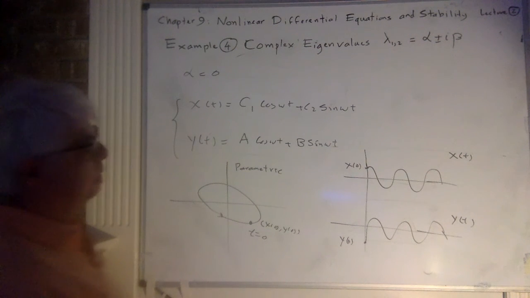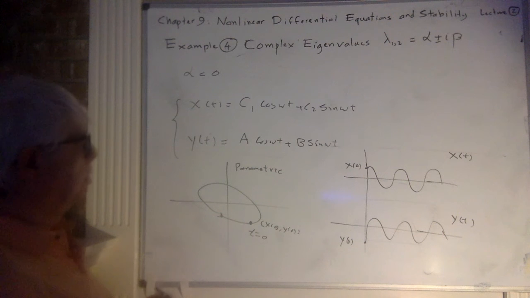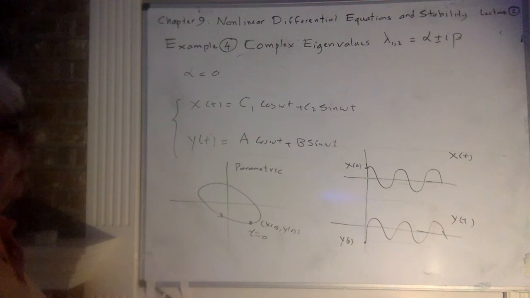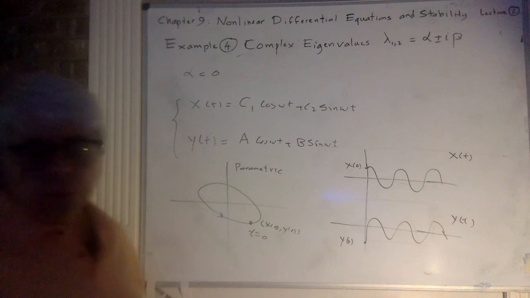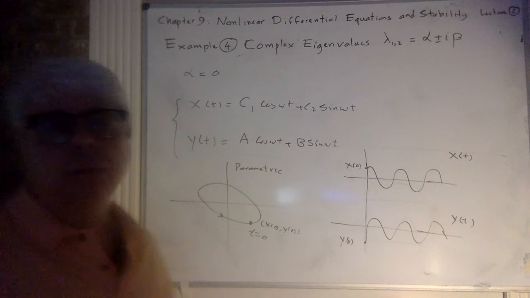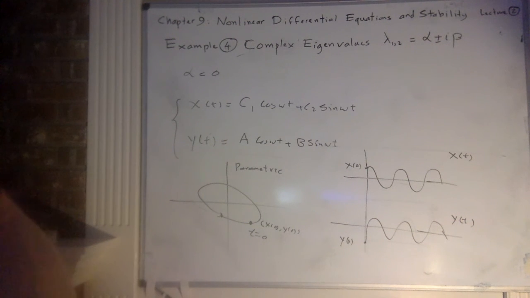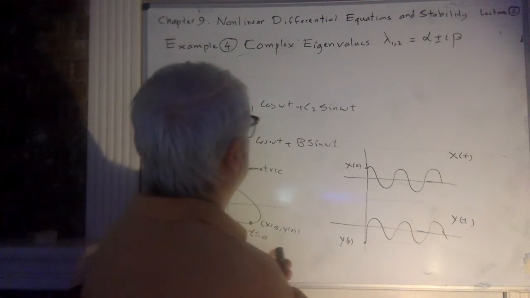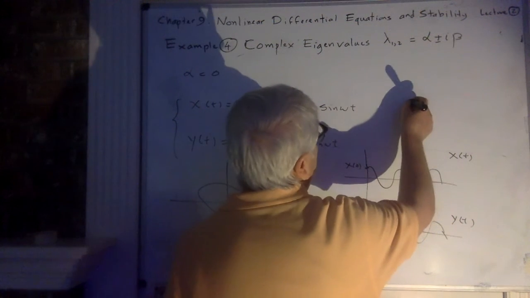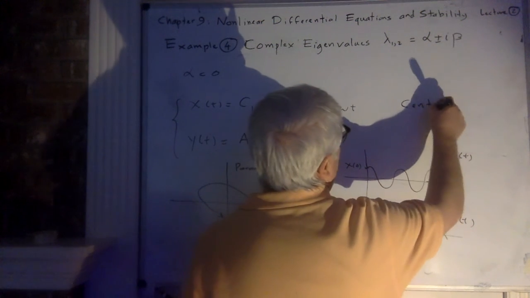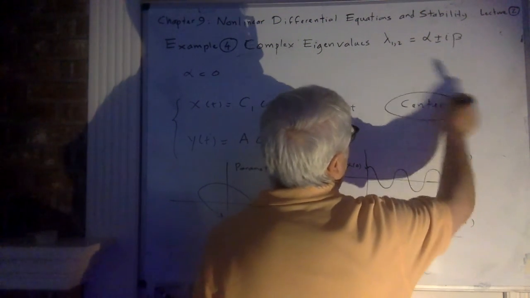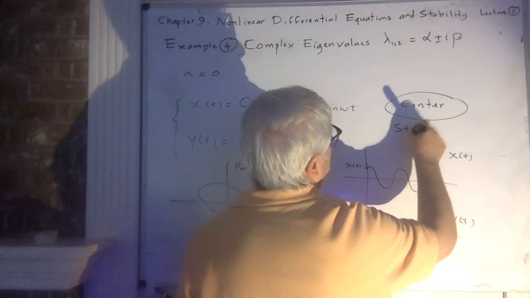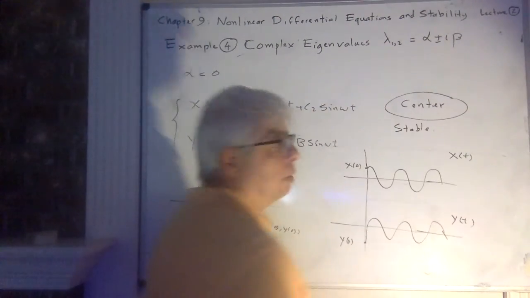Okay. So this situation is okay, and we can have this situation, and this situation is not bad. And it can happen when we don't have damping, and if this happens, we call this thing a center. Okay? And we say that it's stable. So if we have a center, it's stable.